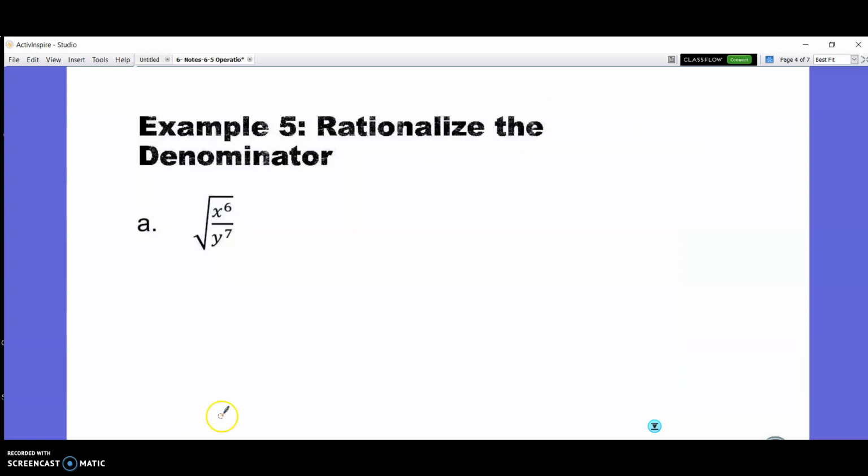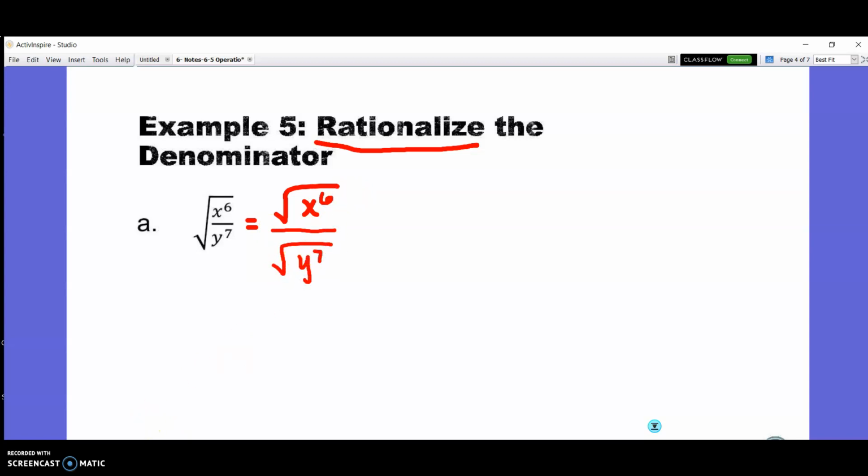Okay, so here is the example where we need to rationalize the denominator. That means get rid of the radical in the denominator. If you have a square root of a fraction, that is the same as having the square root of the numerator divided by the square root of the denominator.